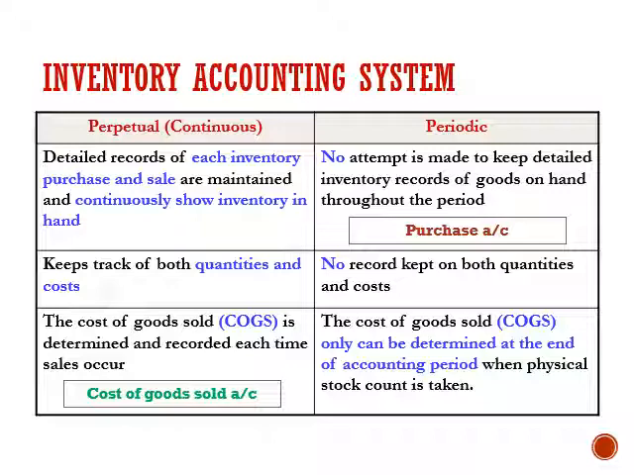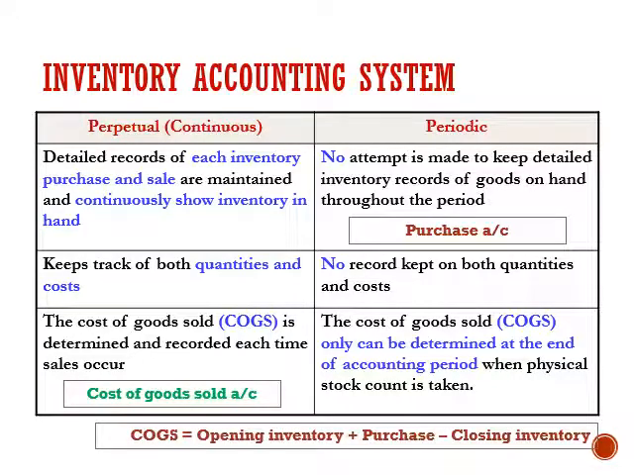Since no effort is made to keep track of the inventory, that means there will be no record of both quantities and costs for changes in inventory throughout the financial year. However, we still need to determine the cost of goods sold. This is determined by physically counting the inventories at the end of the year and comparing that with the amount available for sale. The difference will be taken as the cost of goods sold.